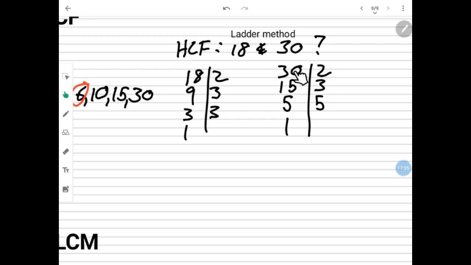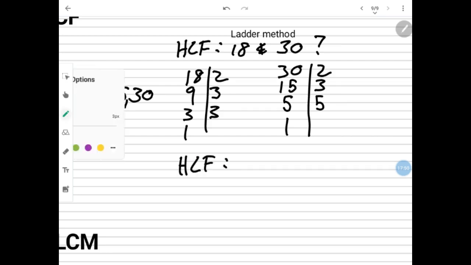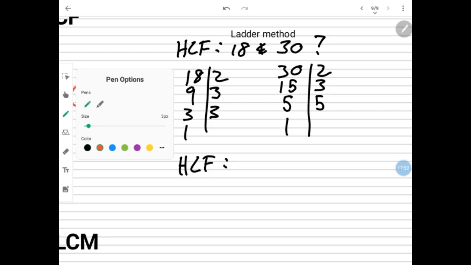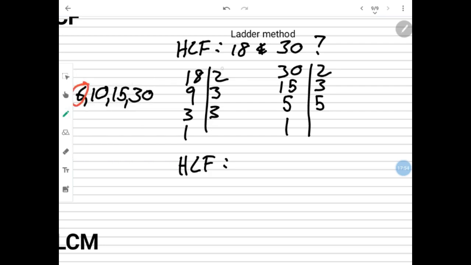There we have the prime factors now of 18 and 30. So now to get the highest common factor, we see where they pair up. So where do they pair up? Let's see. There's a 2 and there's a 2.